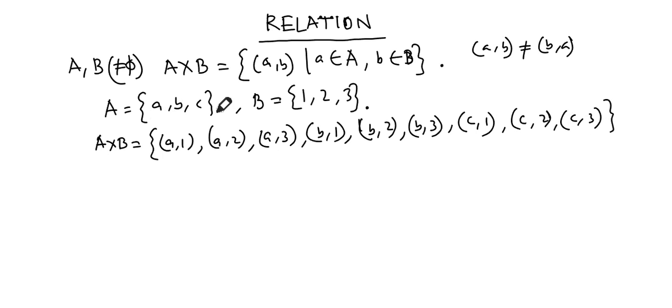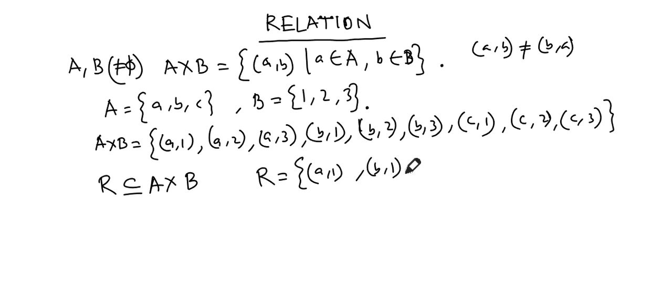So A has 3 elements, B also has 3 elements, so A cross B should have 9 elements. So 1, 2, 3, 4, 5, 6, 7, 8, 9, 9 elements are there, which are elements of A cross B. Now we consider a subset of A cross B. So we are just taking some random elements from there, (a,1), (b,1) and (b,3). So R is a subset of A cross B, because we have chosen 3 elements from A cross B. Obviously R is a subset of A cross B.